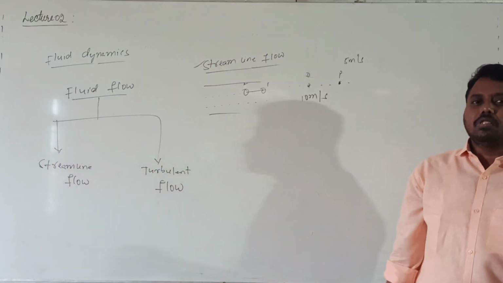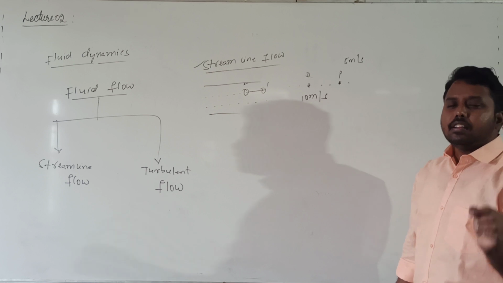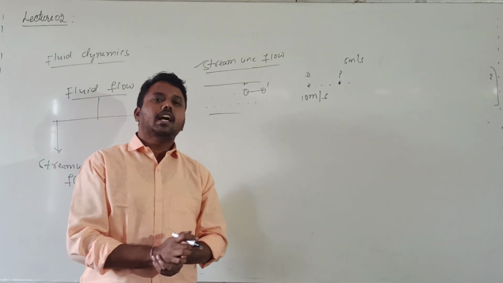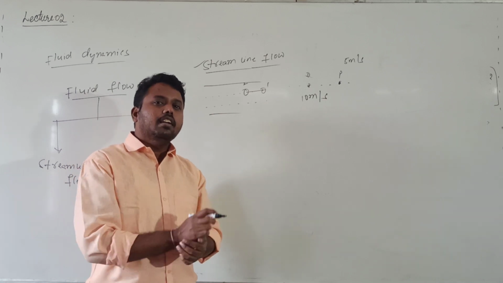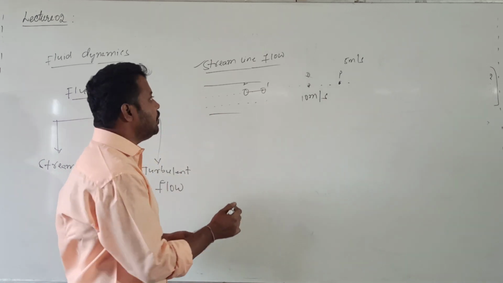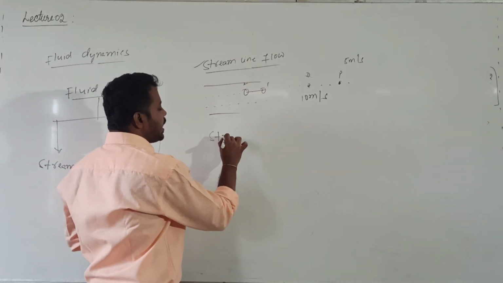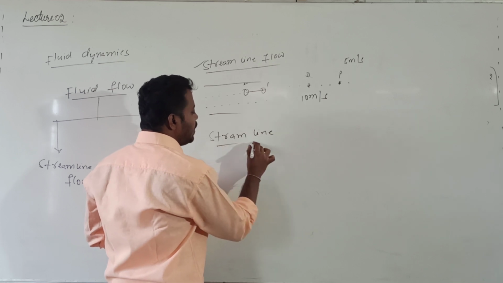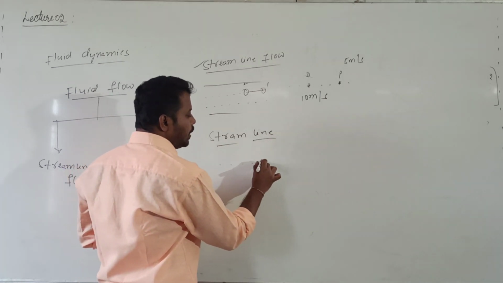When a fluid flow is called streamline flow, the particles of the fluid follow the same path as the preceding ones, and the velocity at a given point remains constant. Such a fluid flow is called streamline flow. So what is the meaning of streamlines? If I draw a line, this is the path followed by the particles of a fluid.